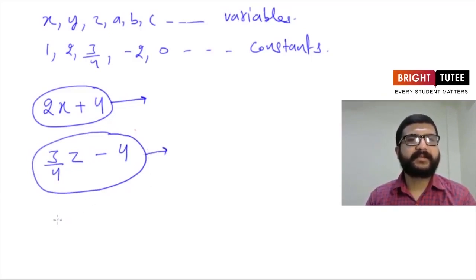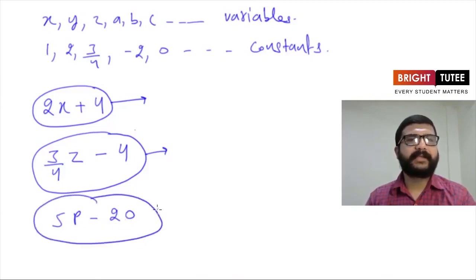Now let's say we are having 5p minus 20. So here what we did? First we multiplied 5 with p. So 5p is formed here. Then we subtracted 20 from the product. Now this is an algebraic expression. All these are algebraic expressions.